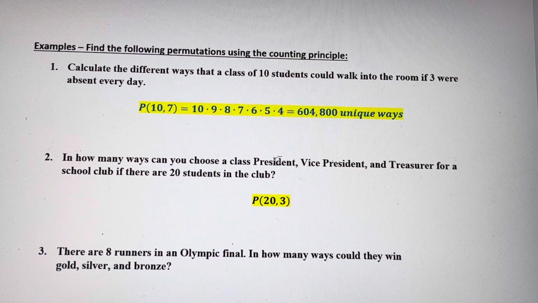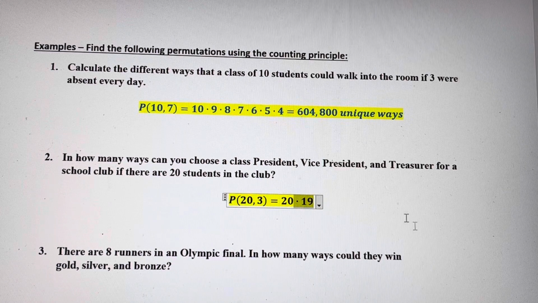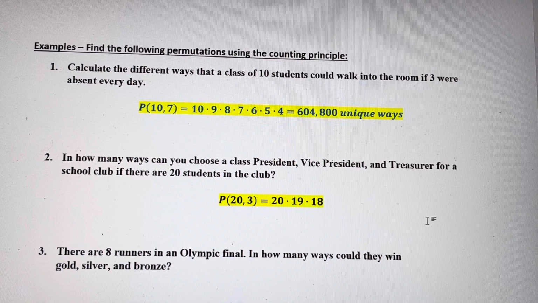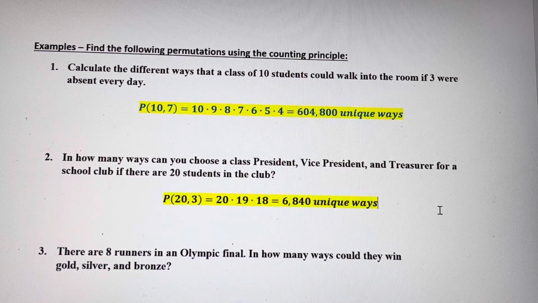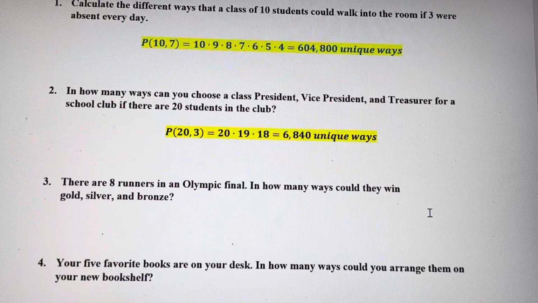So how many possible people could be president? Well, there's 20. Once we voted in a president, there's only 19 students left to be voted into vice president. And once we've got both those offices filled, there's only 18 students left who could be treasurer. So if I'm grouping 20 objects, 3 at a time, that means it's 20 times 19 times 18, which is 6,840 ways that we could fill these 3 offices.